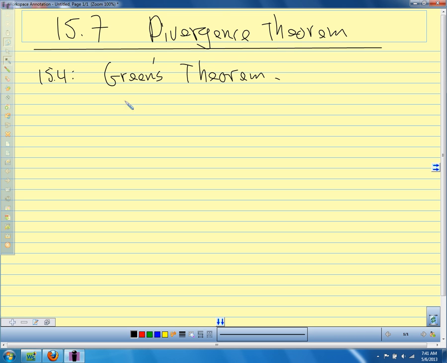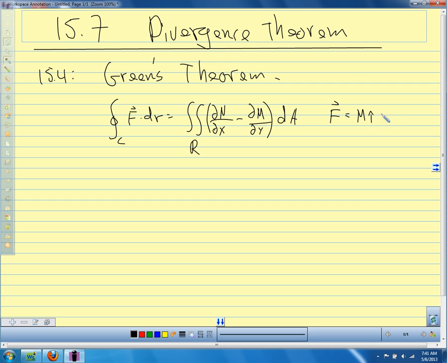Green's theorem says that the line integral around a closed curve of F dot dr was the double integral over the region that the curve encloses of dN/dx minus dM/dy dA, where our vector field F was Mi plus Nj. So this was Green's theorem.